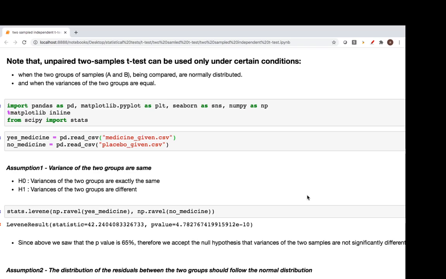Hello all. In this session, we will try to understand the two sample t-test. Just before getting into assumptions and how it is calculated, let us try understanding the real life circumstances where we can actually use the two sample independent t-test.